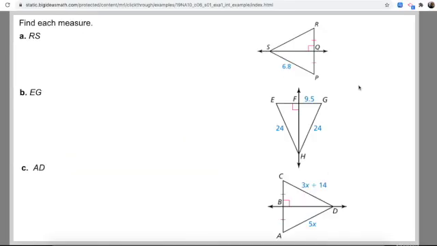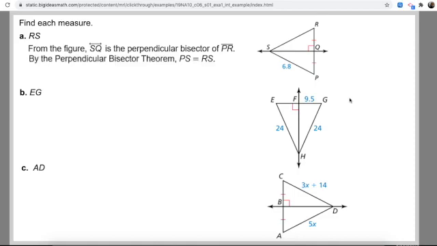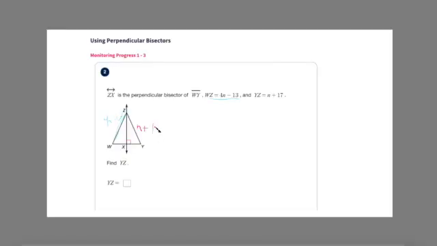That's our theorem. Here are the examples we looked at in class. You can see on this first one we have SP marked as 6.8. Because it's a perpendicular bisector, that tells us that PS is going to equal 6.8 as well. Because remember, those two segments are going to be congruent. So let's look at another example here.